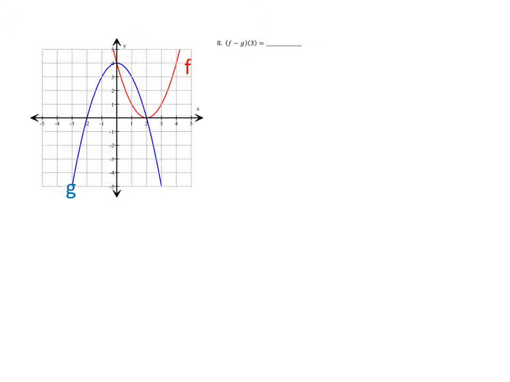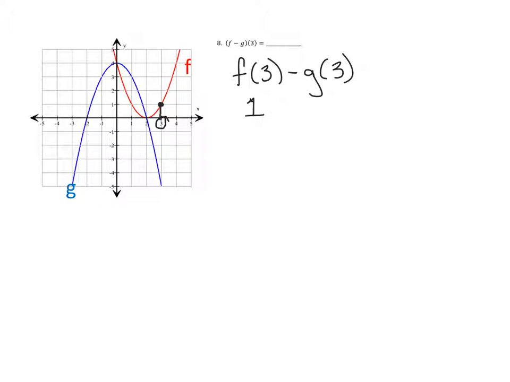Here we have f minus g of 3. So let's rewrite it first. F of 3 minus g of 3. And just like the last example, we're going to use our graph, the same graph. This time our x is 3, so let's find f of 3. So our x value is 3, right here. So f of 3, remember f is the red, so when x is 3, we go up, and there's our point. Remember, f of 3 is the y value, so f of 3 would equal 1.